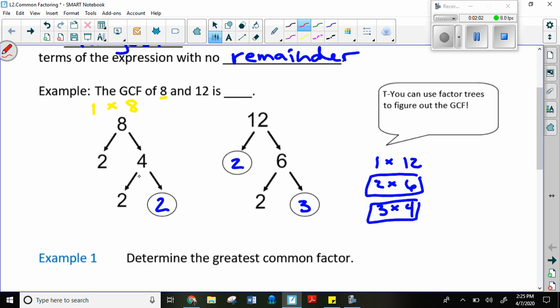So if we're looking at the greatest common factor, we want to find how many of the branches are identical. So this and this gave us a 2. So 2 is one of the common factors. This branch and this branch gave us a 2. So another 2 is a common factor. 2 times 2 is 4. Now, that's using a factor tree.